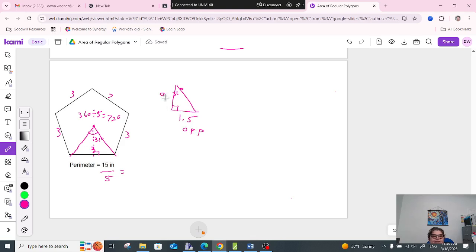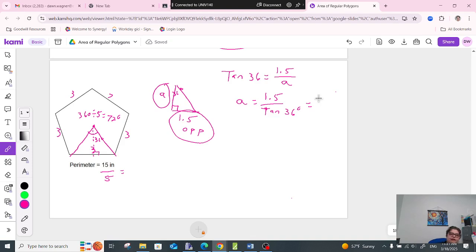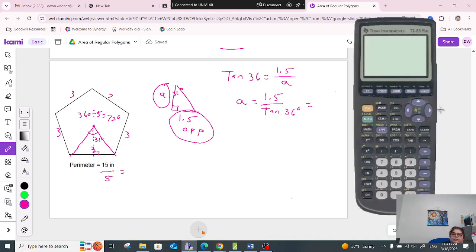Opposite. I am looking for the apothem. I have opposite. I'm trying to record so people could at home if they missed it. So this would be tangent of 36 degrees has to equal opposite over adjacent, 1.5 over A, which when I cross multiply and divide, A ends up being 1.5 divided by tangent 36 degrees. And remember, you want to go out 4 decimal places for rounding errors.